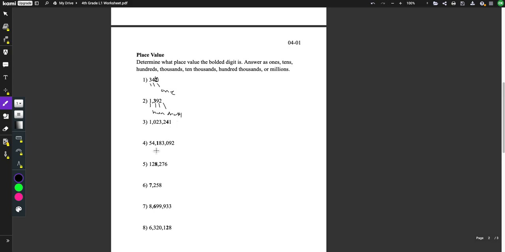Okay, let's do something more complex like 4. This is 10 million, 1 million, 100,000, 10,000, 1,000, 100, 10, 1. Here, the digit is here, so this is going to be 100,000. I can't write, sorry. And then we'll do 6: 1,000, 100, 10, 1, 7, so that's 1,000.